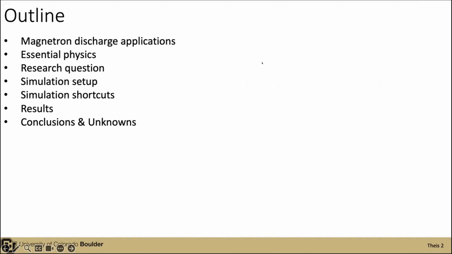I'm going to start by outlining some of the applications of Magnetron Discharge, namely sputtering. I'm going to go over some of the essential physics for this talk. And I'll introduce my research question, go over my simulation setup in VSim, and then discuss some shortcuts to make this problem more computationally tractable. And then finally, I'll give you some results and end with some conclusions and unknowns.